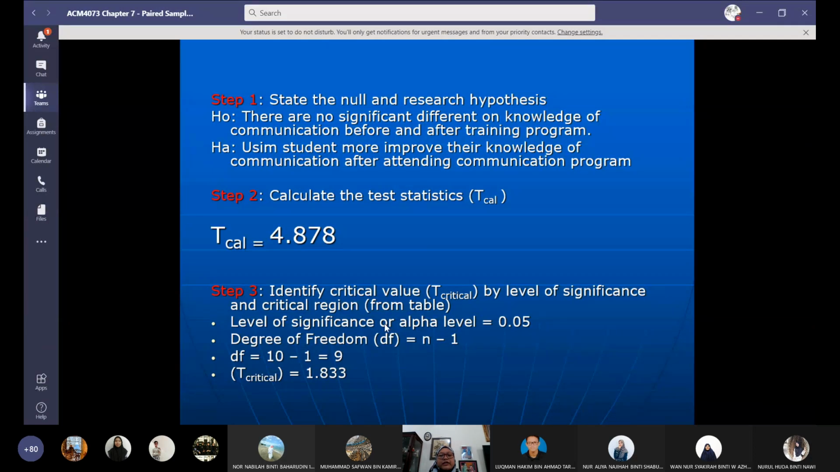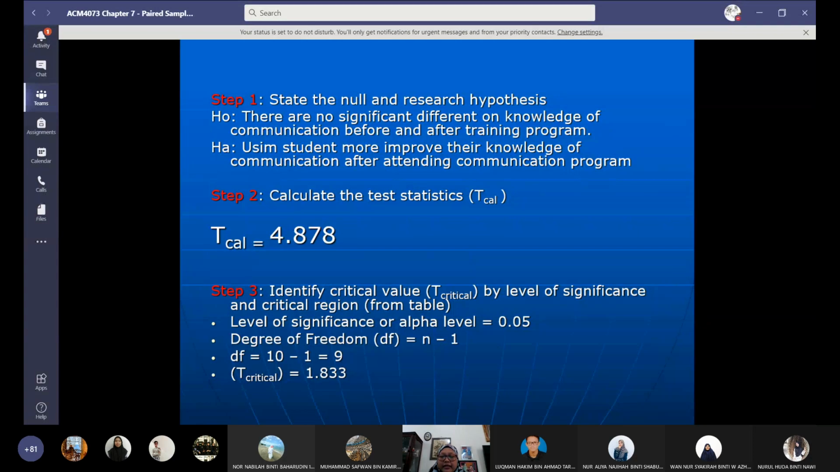The level of significance should be 0.05. You look at the table under 0.05. The degree of freedom is n take away 1, which is 9. So the answer is 1.833. Now you have to compare the TCal and the T critical value. We can see that the TCal is more than the T critical value.